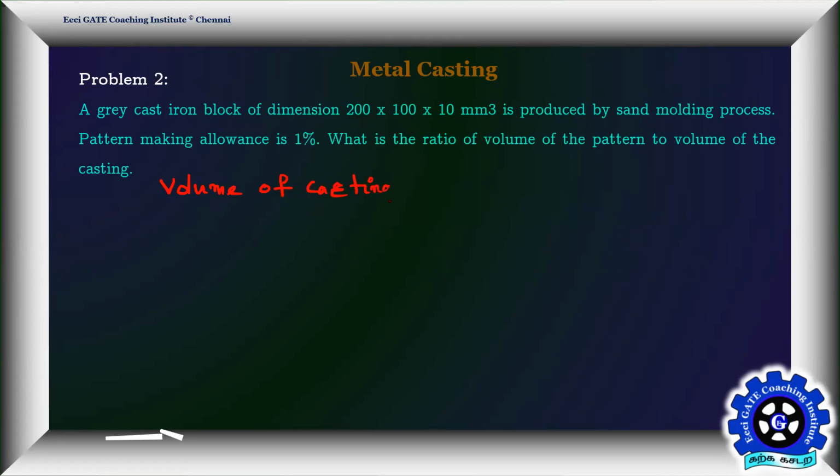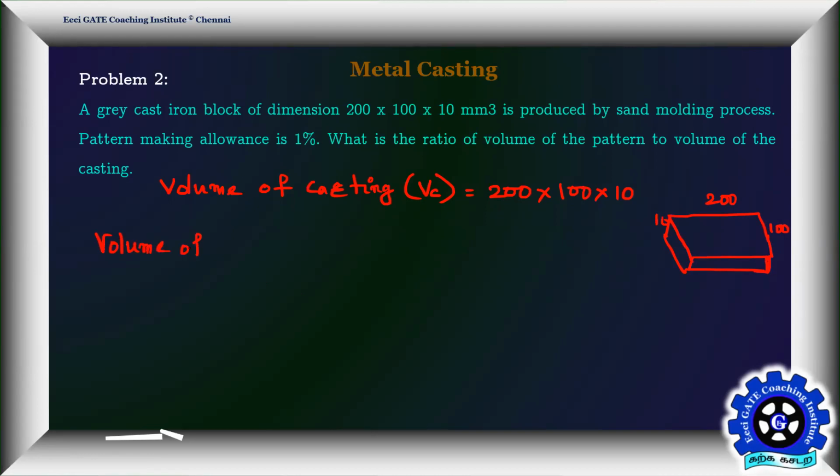Volume of casting, I can write that as VC, is 200 into 100 into 10, right? If I draw a diagram, this is 200, this is 100, and this is simply 10. So volume of pattern: should I increase or decrease the value of pattern? We should decrease the volume of pattern because the casting shrinks, as it is expanding. So pattern should be less.